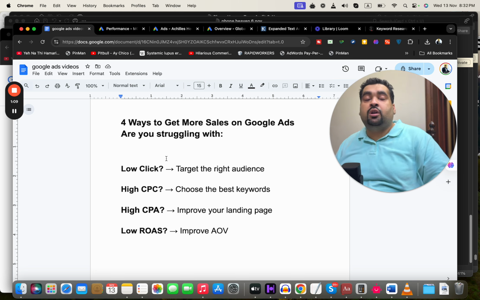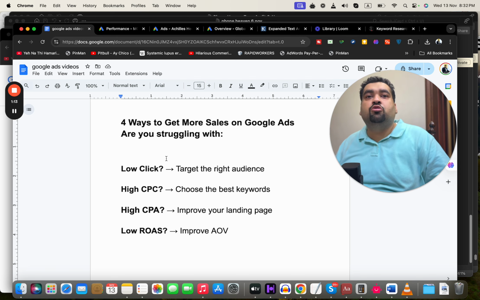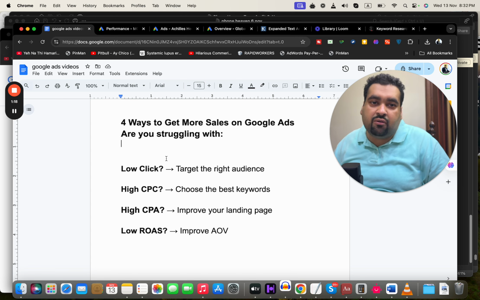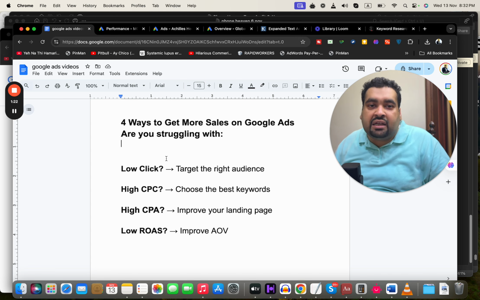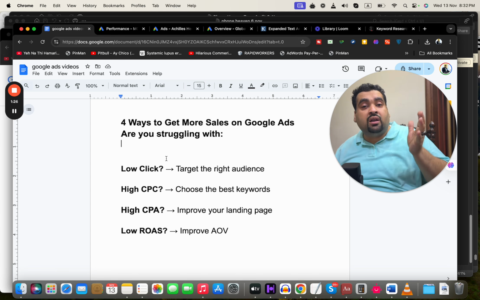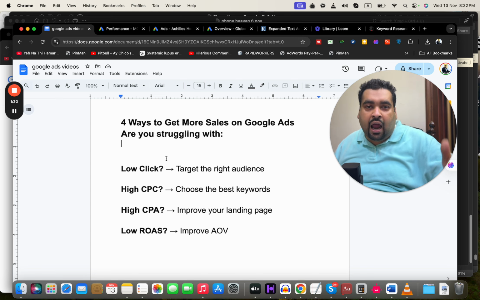Now the next point: if you are having high CPC, high cost per click, it means that you need to choose the best keywords. You are not choosing the best keywords, and every relevant keyword is not the targeted keyword. So focus on it, find the keywords with intent. Think of a user's intent: when he is searching a specific topic, what thing he has in his mind, so relate it with your ad copy.